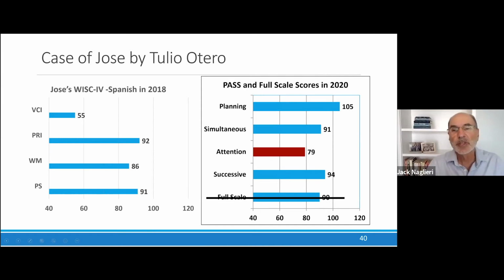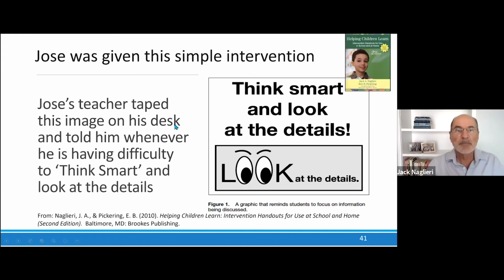So what did Tullio do? He did a simple intervention. He went to my Helping Children Learn book. He pulled out this little graphic, and he helped the teacher understand the value of teaching Jose that when he was stuck, he needed to look at the details. So they scotch taped this little image to his desk.